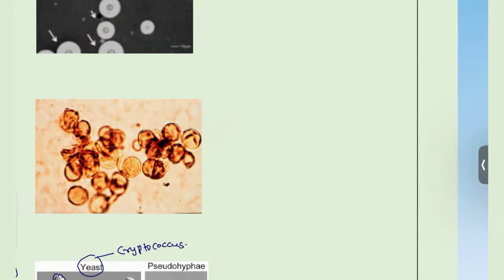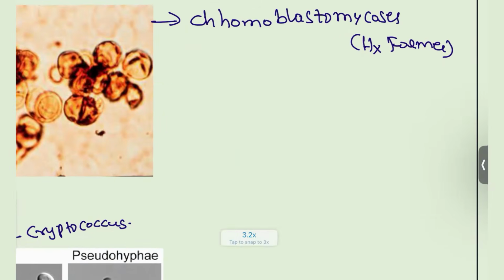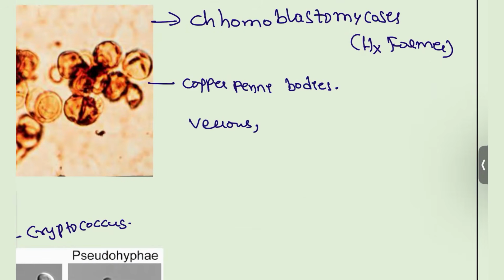Next, this picture is known as chromoblastomycosis, in patients who have a history of being a farmer walking barefoot, guys. This is commonly associated, and this is known as copper penny bodies. These multiple colors are seen, and the lesions will be verrucous, warty, with a cauliflower appearance.